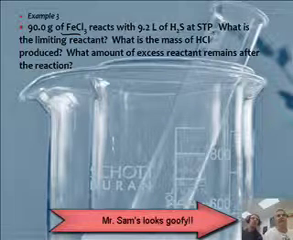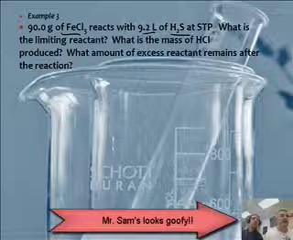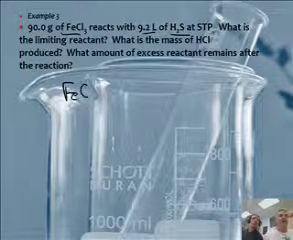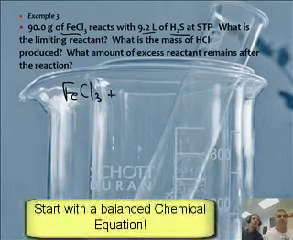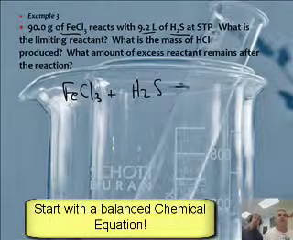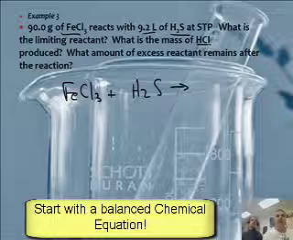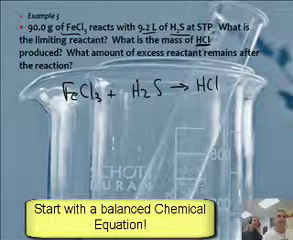Okay, so 90 grams of FeCl3 reacts with 9.2 liters of H2S at STP. Well, we've got to write a balanced equation. Yeah, I think we should. All right, so we'll say FeCl3 plus H2S. That's the two chemicals, and it's going to form HCl as one of the products.